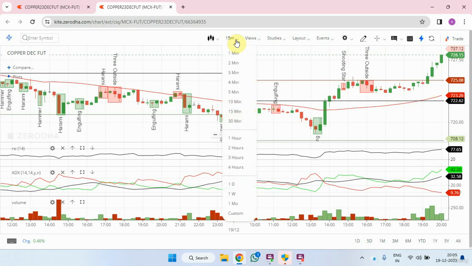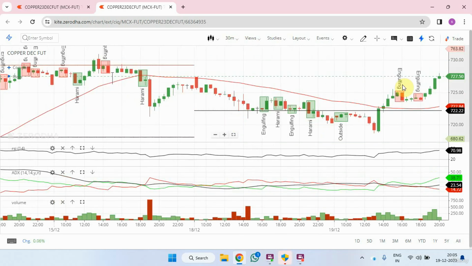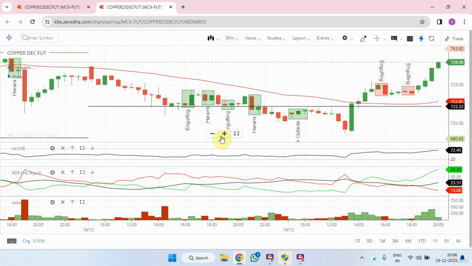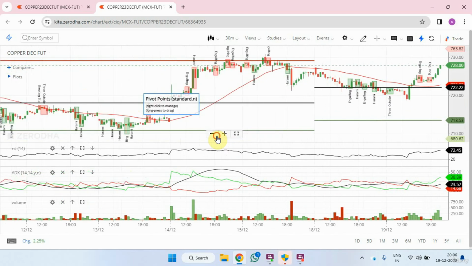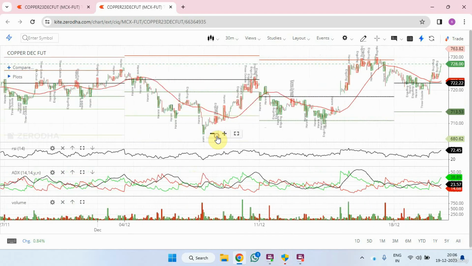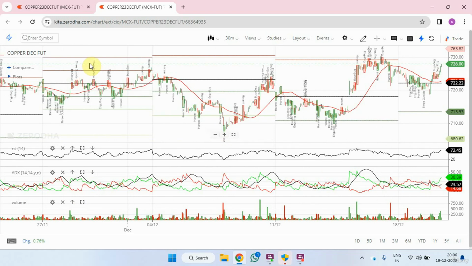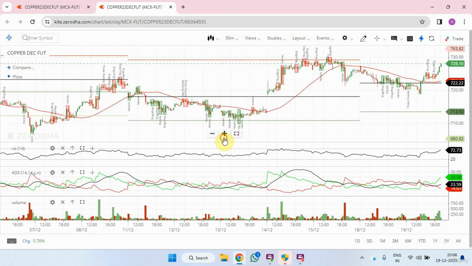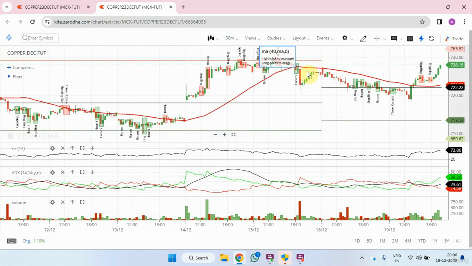So we don't know exactly what it will be. This can be 730. So you see this is the 730 line. It has not broken 730 as yet. So just see, I will go through. So 730 you can see. So the next resistance is 730. You see there are so many price actions happening here.